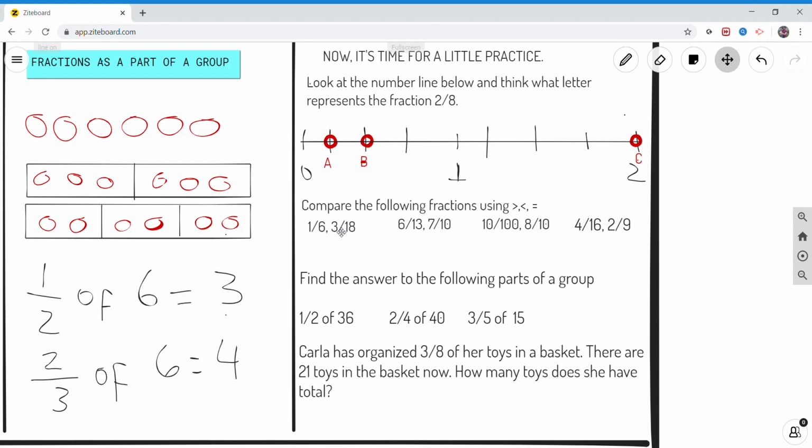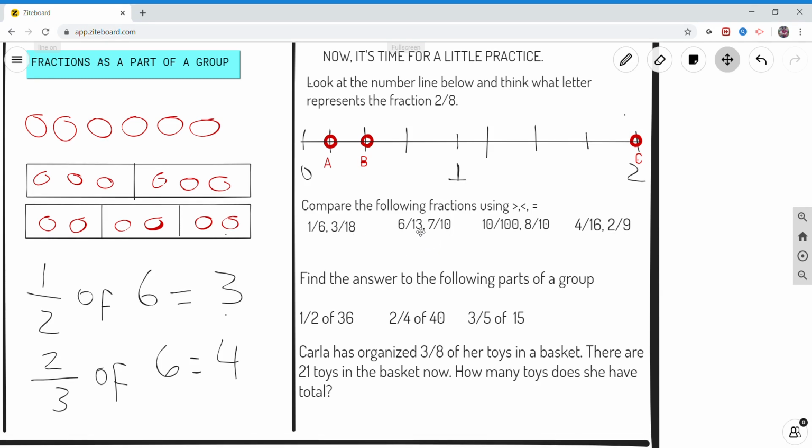Let's move to the second part of this activity, comparing the following fractions. 1/6 to 3/18. Those two fractions are equivalent. You can take the multiplication method or the division method. 1 times 3 equals 3, 6 times 3 equals 18. Same quantity, different number of parts. So 1/6 is equivalent to 3/18.